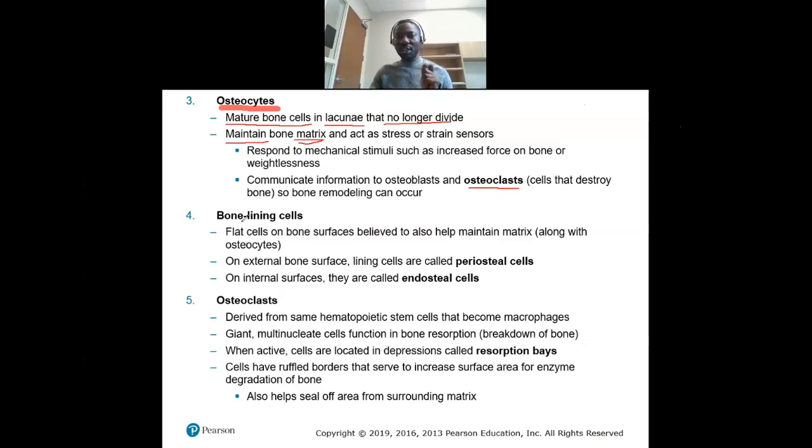Now, the other cells here are the bone lining cells. So these are flat cells on the bone surface.